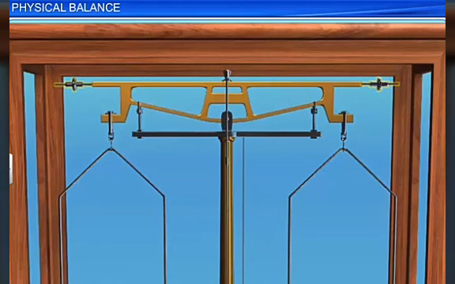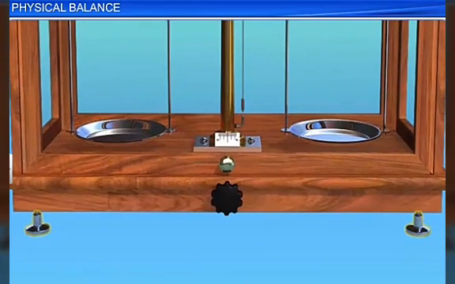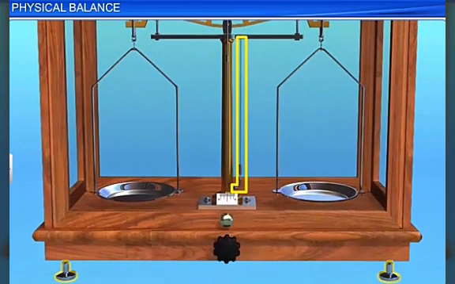The wooden base of the balance rests on three leveling screws. A plumb line is suspended from the metal support on the top of the pillar. An index is provided at the base of the pillar. By adjusting the leveling screws at the base, the plumb line is made to coincide with the index such that the base of the balance is horizontal.